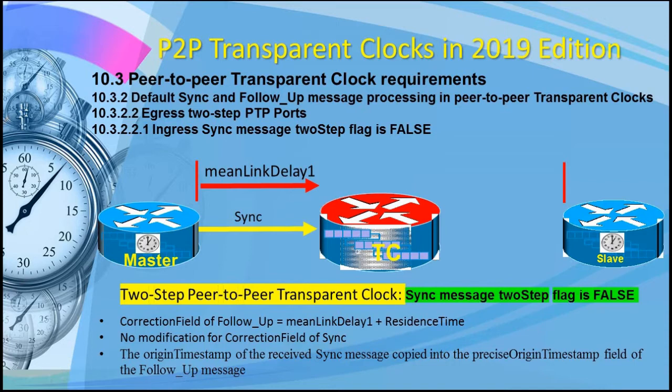For scenario number one, the sync message's two-step flag is false, which means no follow-up message will be received on this transparent clock. So after the transparent clock receives a sync message on the ingress port, it generates the first timestamp called ingress timestamp. And when the message is coming out from the egress port, it generates the second timestamp called egress timestamp.